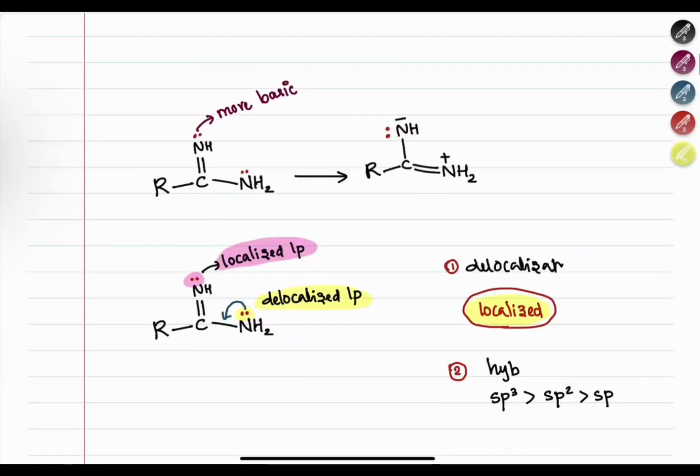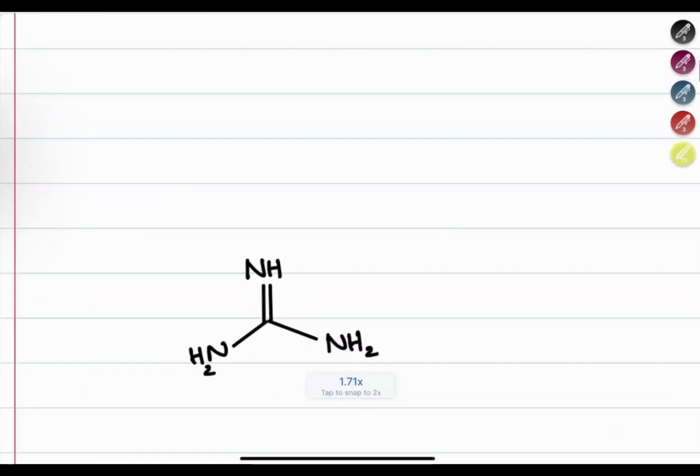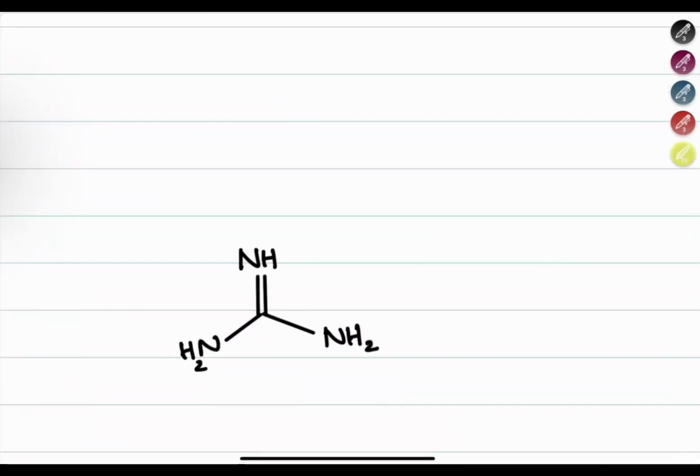Okay. Now we look into the next molecule. In this molecule also, 3 nitrogen atoms are there. In all these 3 nitrogens, a lone pair is present.